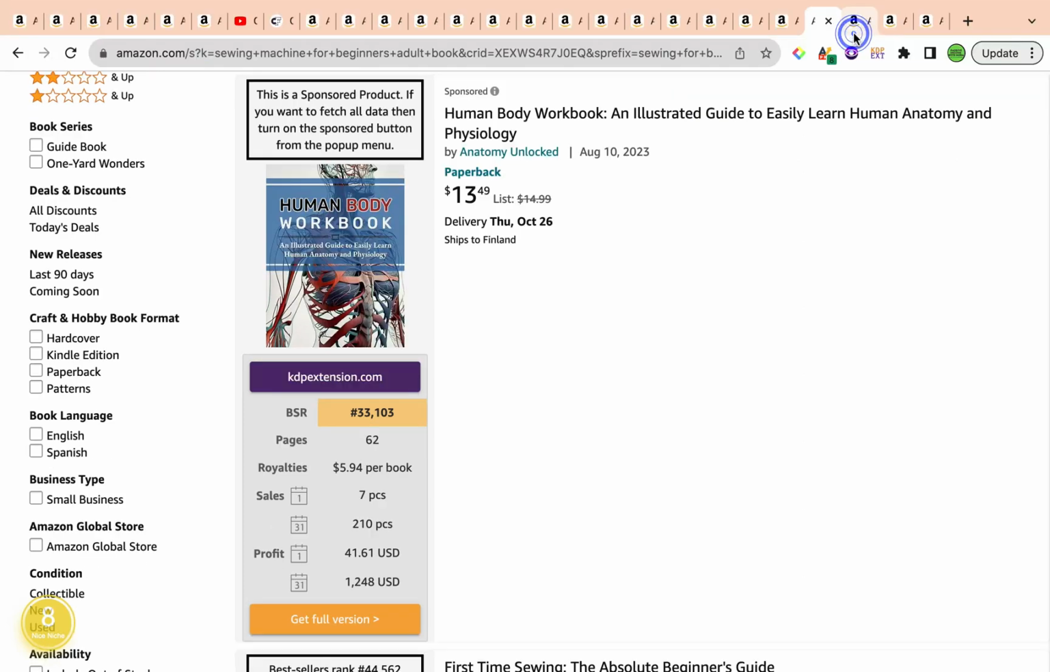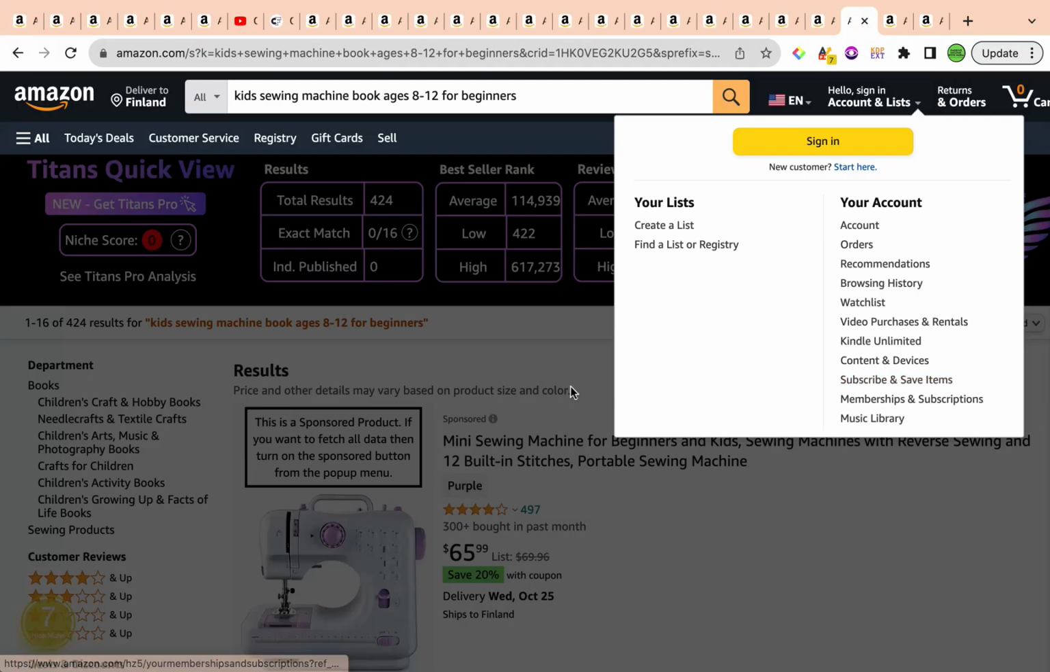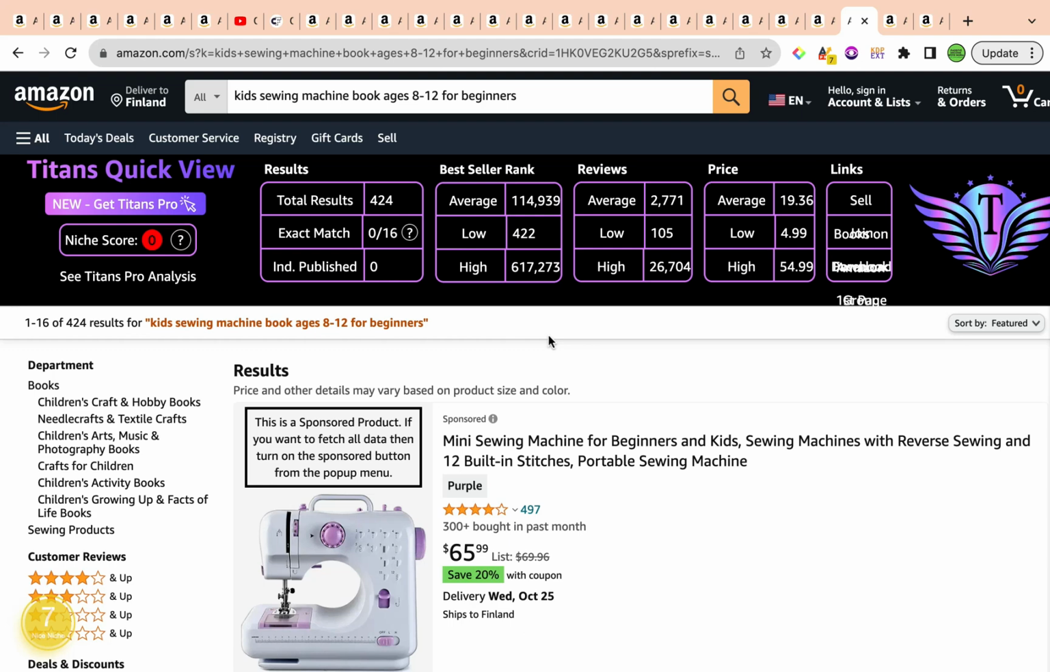And the fourth keyword is kids sewing machine book, ages 8 to 12 for beginners. Now this is a wonderful keyword right here: kids sewing machine book, ages 8 to 12 for beginners.